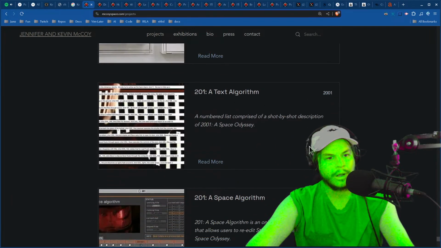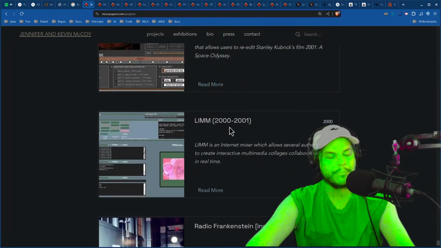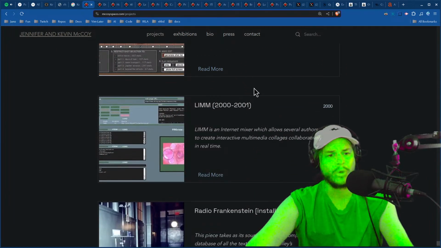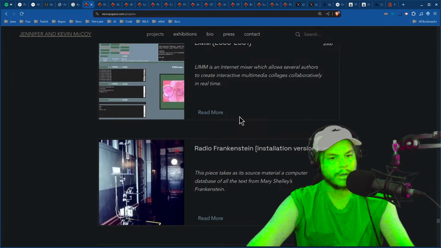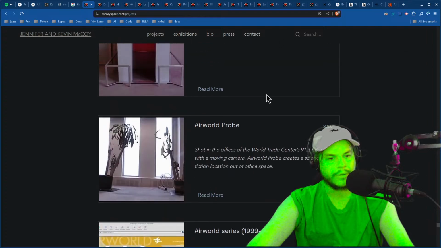2001: a numbered list comprised of a shot-by-shot description of 2001: A Space Odyssey. There's a lot of movie-based stuff. They fell in love watching movies. Lim is an internet mixer, which allows several authors to create interactive multimedia collage collaborating all the time. It's so funny because I would have found them earlier in this era.